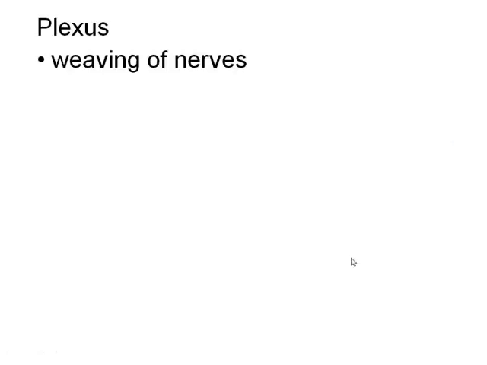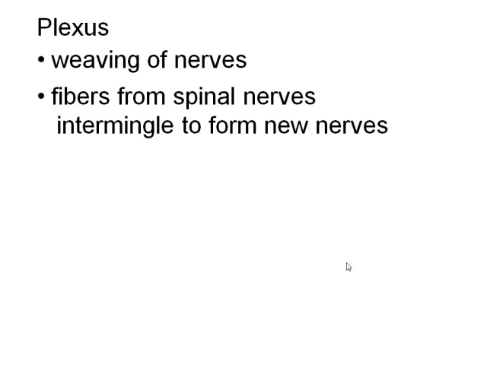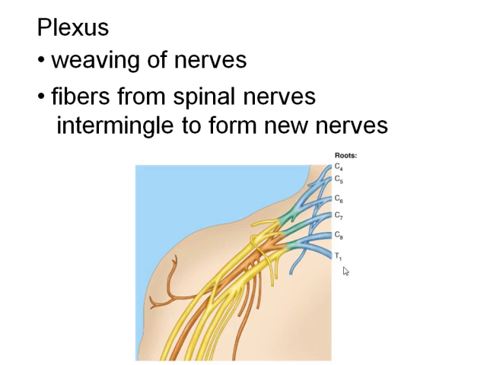The spinal nerves do something interesting. Rather than coming straight off and one nerve going to one location, the nerves interweave. That's what plexus means, weaving. So that fibers from several spinal nerves intermingle to form new nerves that have names.